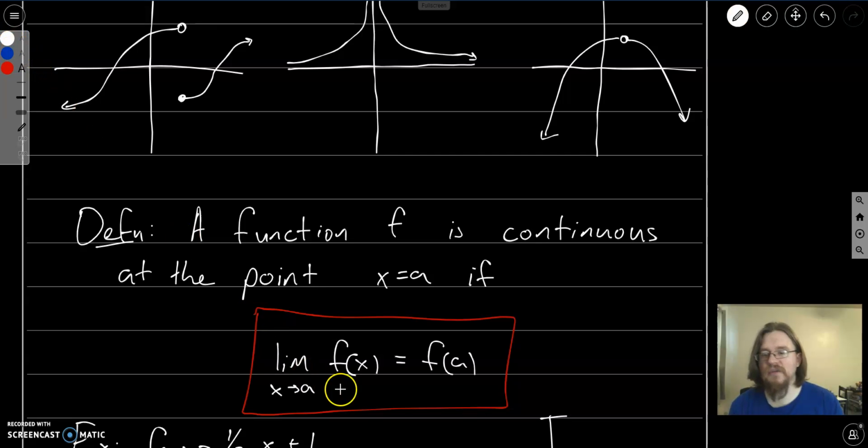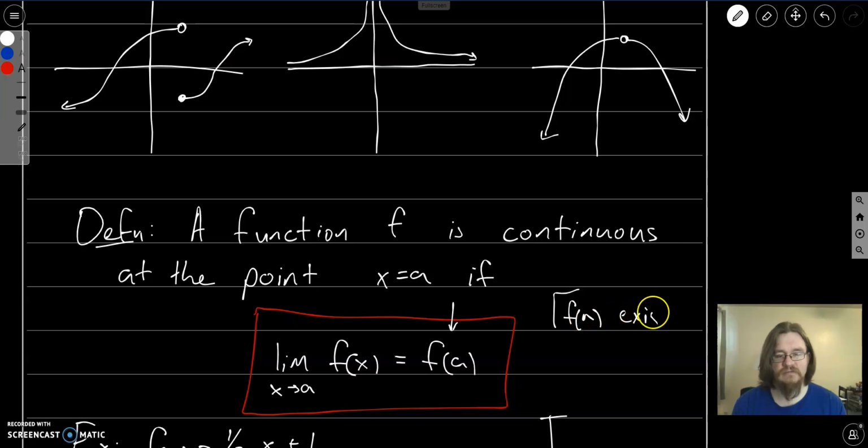There are a couple of hidden things in here. First of all, I want to look at the right hand side, f of a. If I can write f of a, that means I should be able to plug a into the function. So hidden in here is the fact that f of a exists. If f of a doesn't exist, I can't plug a in, and my function isn't going to be continuous. So this is one part of this.